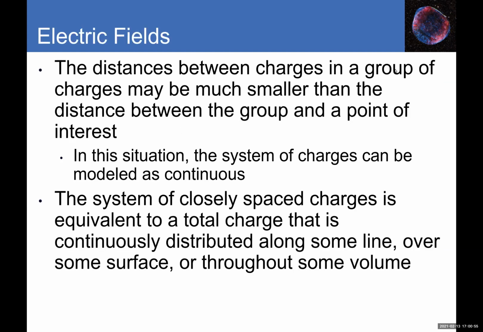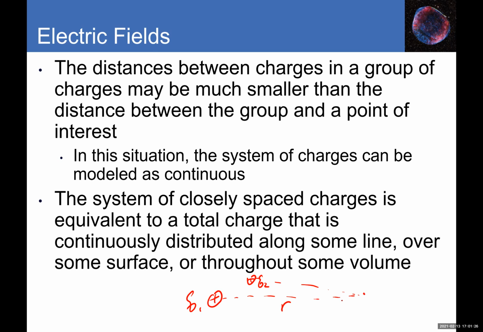All right, so let's talk about what I mean by continuous distribution. A single point charge can give you the electric field at some distance r from the point charge, because this point charge acts like a source of electric field in this region. And even if you have several point charges, you can find the electric field using the superposition principle.